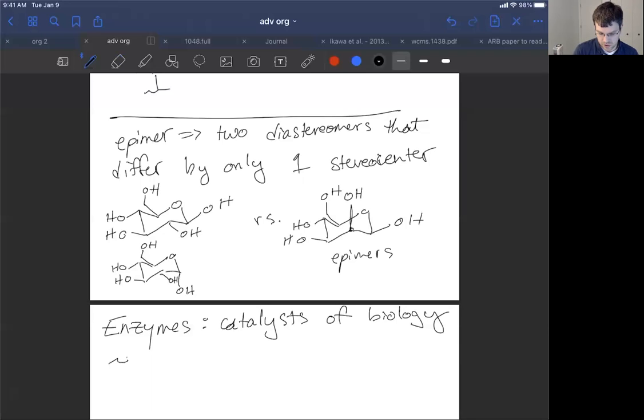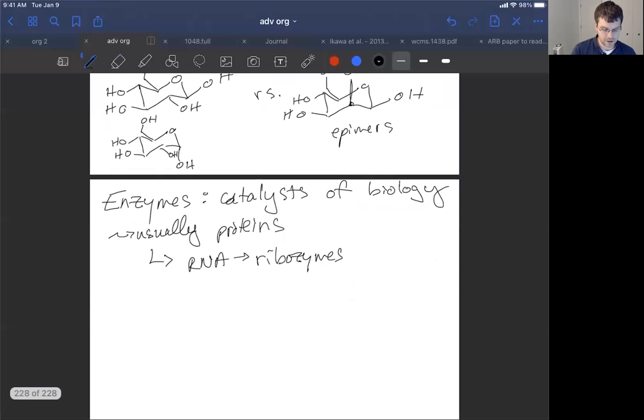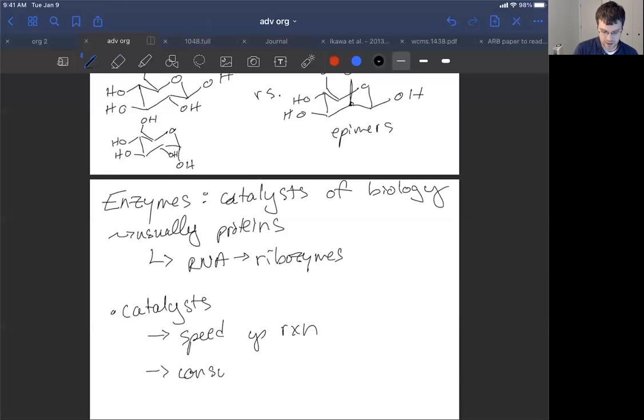Okay, so enzymes are usually proteins. I say usually proteins. We can have RNA, and these are called ribozymes. Such a fun word. And there are some hypotheses out there about these being responsible for the origin of life, and that's the RNA world hypothesis. Okay, so these are catalysts. They speed up the reaction. Okay, they're consumed and regenerated.